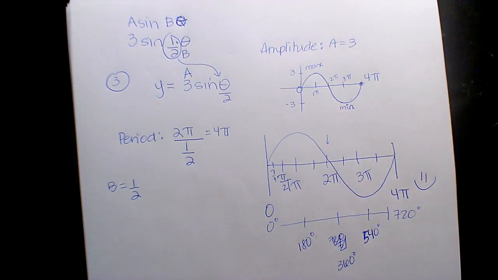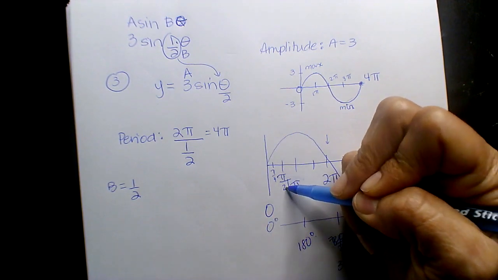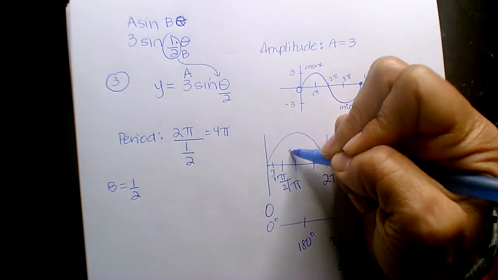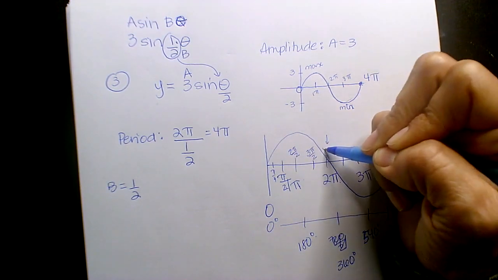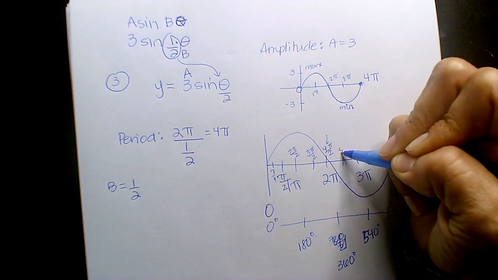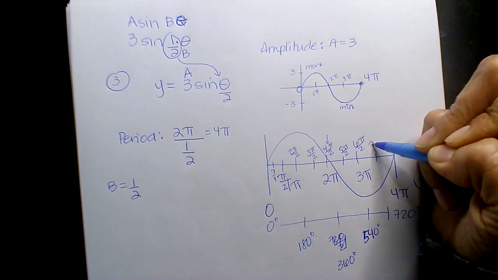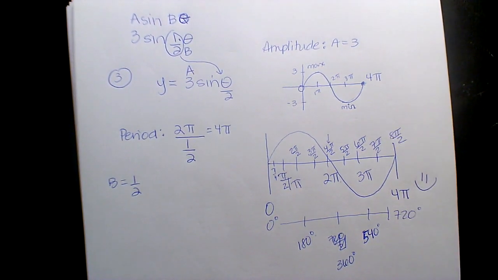Now, if you're like, oh, I kind of don't get that, well, what's half of pi? Pi over 2. So this is 1 pi over 2. This is 2 pi over 2. 3 pi over 2. 4 pi over 2. 5 pi over 2. 6 pi over 2. 7 pi over 2. 8 pi over 2.